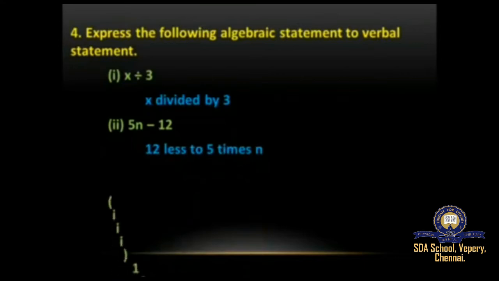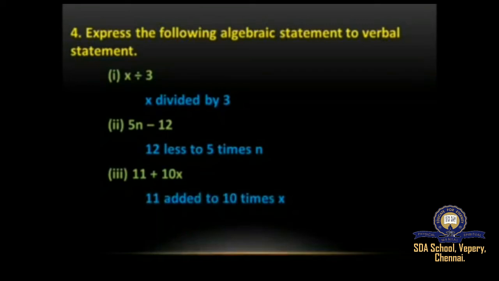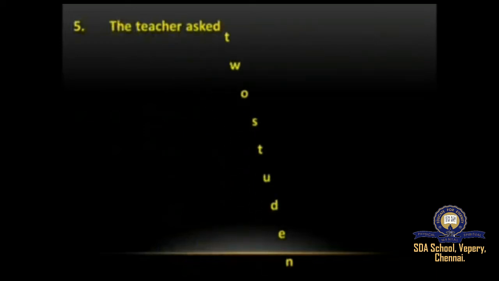Okay, and the third one is 11 plus 10x. Similarly, here 10x means product of 10 and x, that is 10 times of x. Okay, so 11 is being added to 10 times of x. So 11 added to 10 times x. And the fourth question is 7y. Here this is the product of 7 and y. Okay, next we'll move to the fifth sum.